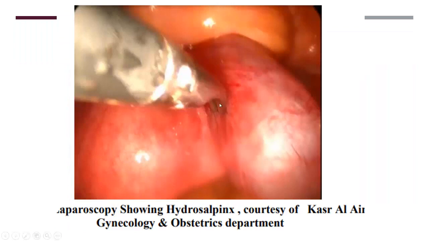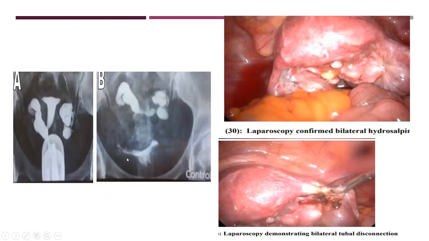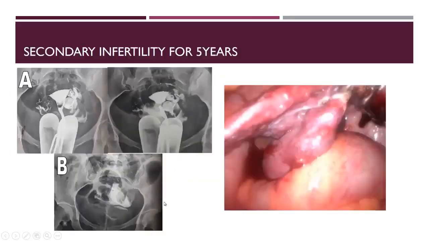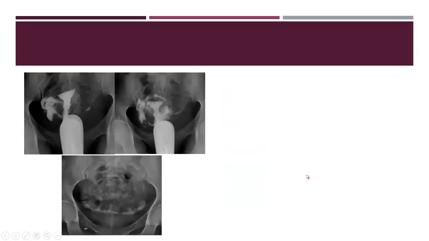Here is laparoscopy showing hydrosalpinx. And here also we have bilateral hydrosalpinx seen on laparoscopy, and usually in these cases, especially if the tubes are healthy, they do tubal disconnection in order to do IVF after. This case also, secondary infertility for 5 years, has hydrosalpinx with thickened mucosa, and on laparoscope we see that there is hydrosalpinx here, and they do disconnection also.